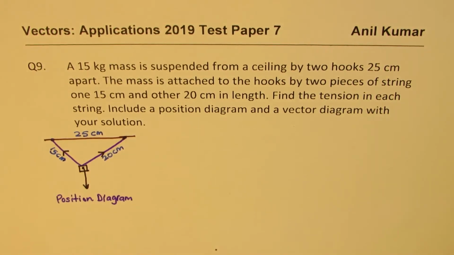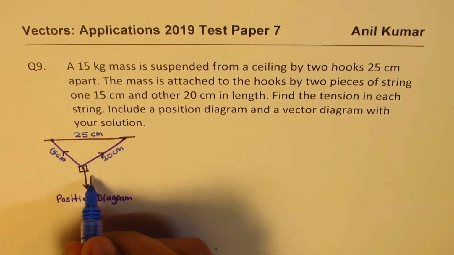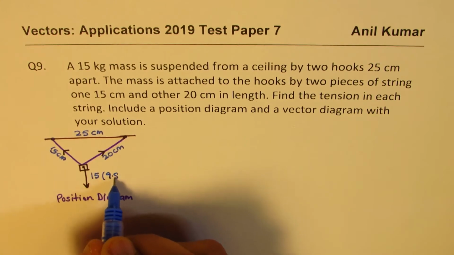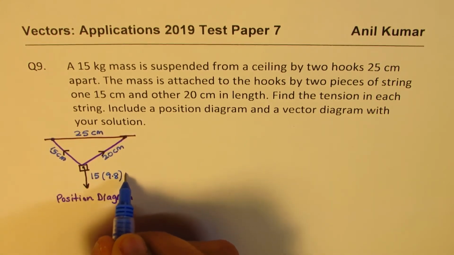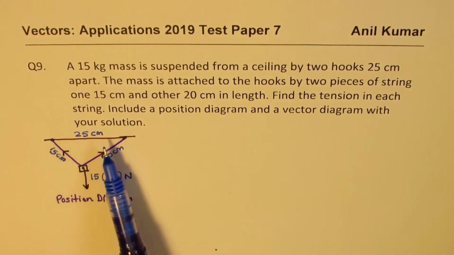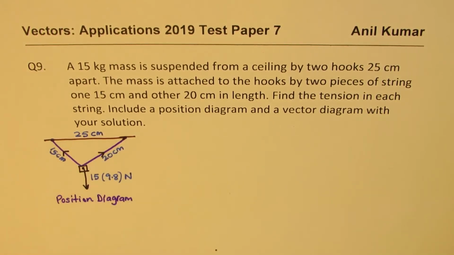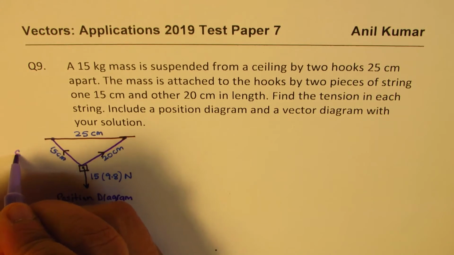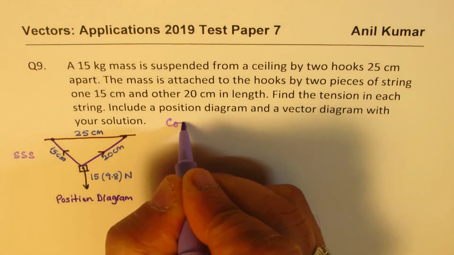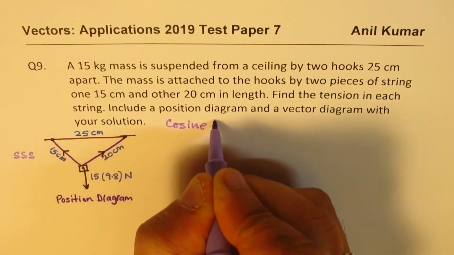Okay. The mass given to us is 15 kg. So this force which acts here will be 15 times 9.8 kg weight, or we can write newtons, right? So that is it. We still need to find the angles to complete our diagram. Is that clear? Now since we have three sides, right? So it is side, side, side. That means we could use cosine law, right? So we'll use cosine law to find the angles.